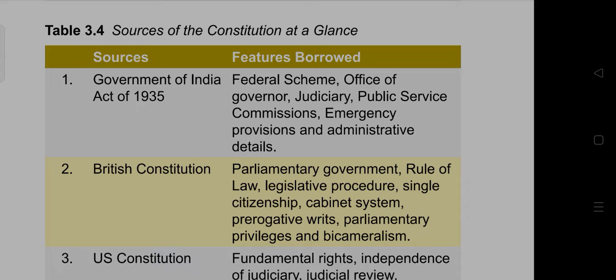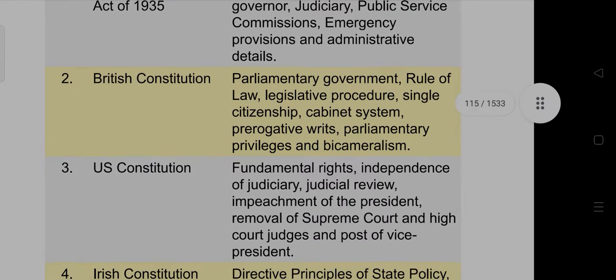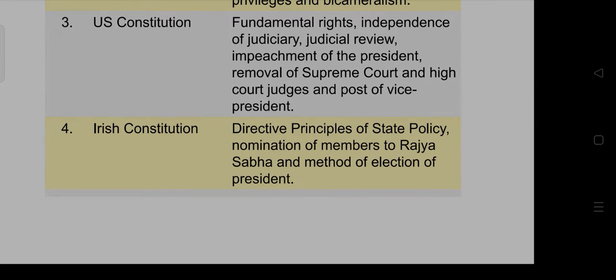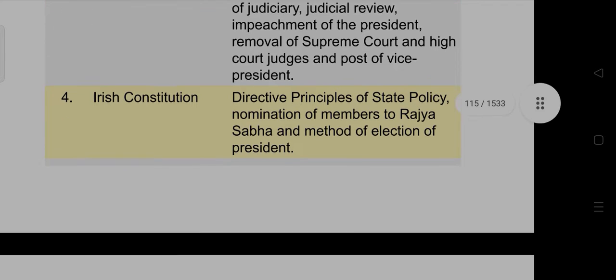Features borrowed: federal scheme, office of governor, judiciary, public service commissions, emergency provisions, and administrative details. Second, British Constitution: parliamentary government, rule of law, legislative procedure, single citizenship, cabinet system, prerogative rights, parliamentary privileges, and bicameralism. Third, US Constitution: the fundamental rights, independence of judiciary, judicial review, impeachment of the president, removal of Supreme Court and High Court judges, and the post of vice president.